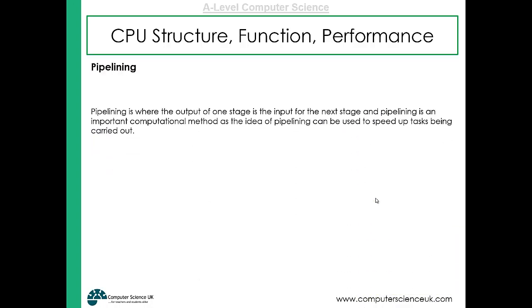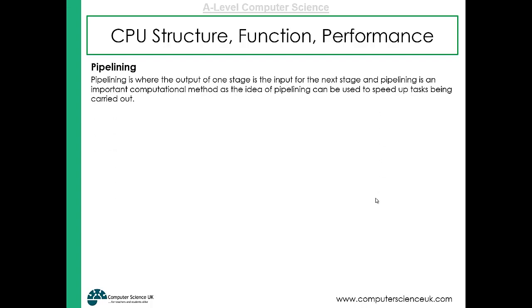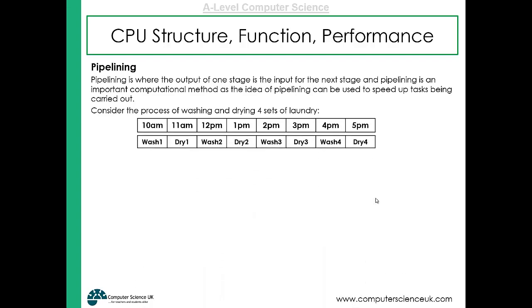Okay, pipelining. So pipelining is where the output of one stage is the input of the next, and pipelining is a really important computational method to speed up tasks being carried out, and the CPU uses pipelining really well. Now, just to understand what pipelining actually is in a different setting, if you think about the processing of washing and drying 4 sets of laundry, we could have this scenario.